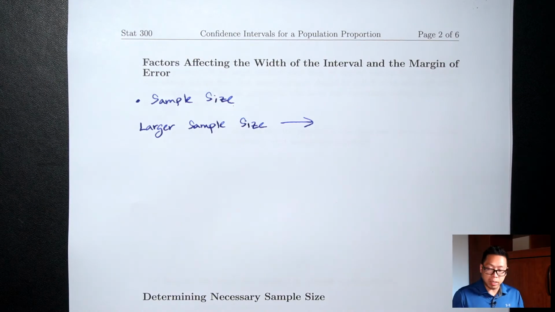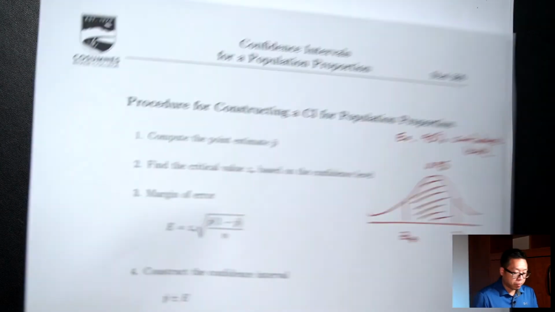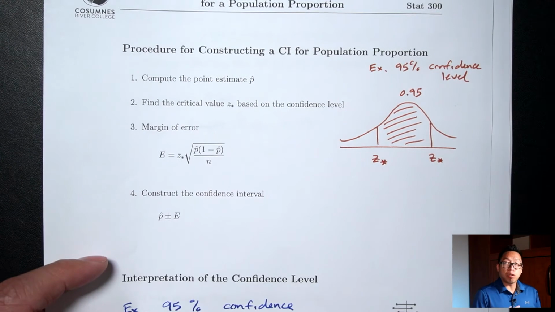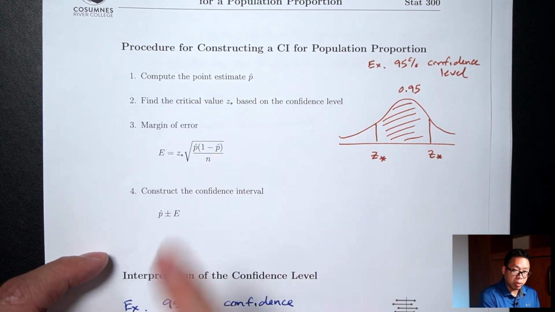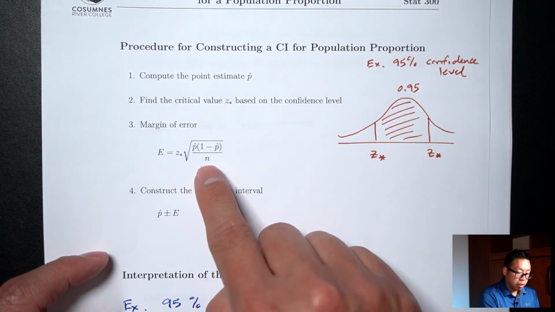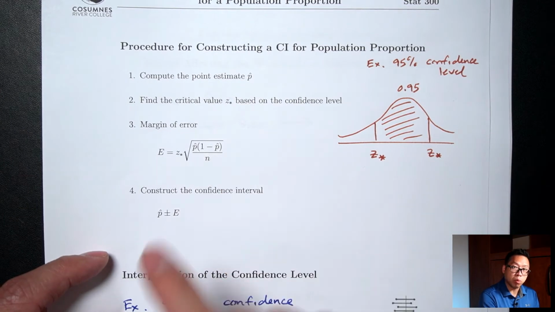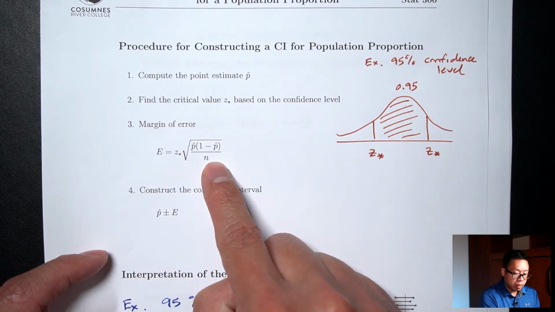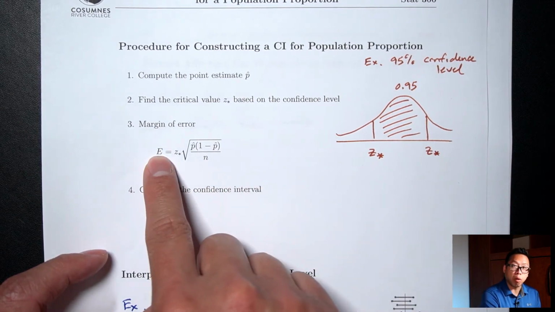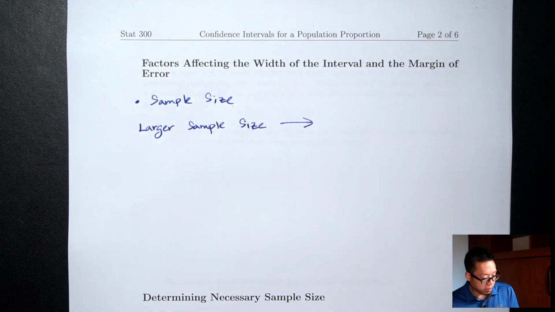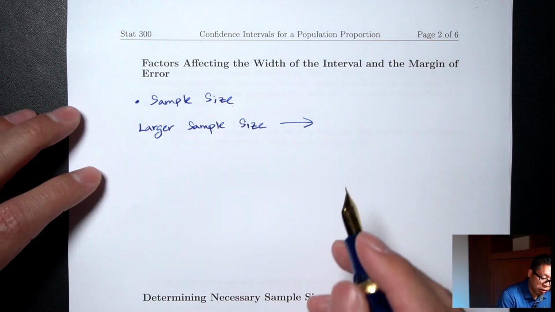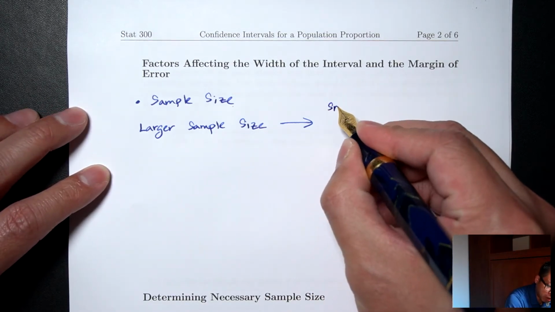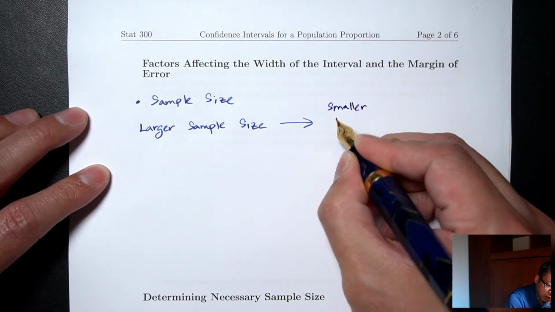So let's take a look at the formula for margin of error again. If we use a larger sample size, n, you will be dividing by a larger number. When you divide by a larger number, overall, you'll get a smaller number. So overall, you'll get a smaller margin of error. So using a larger sample size results in a smaller margin of error.